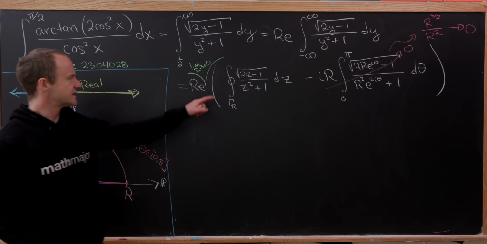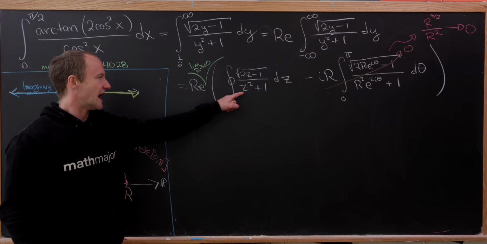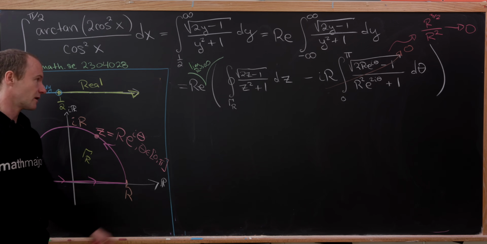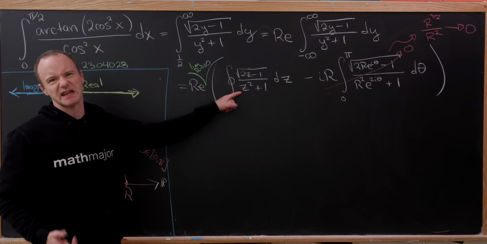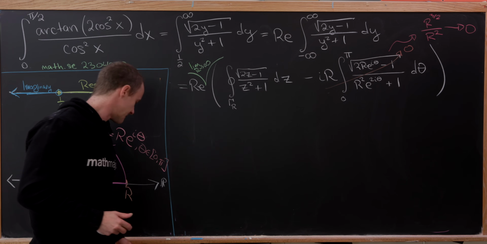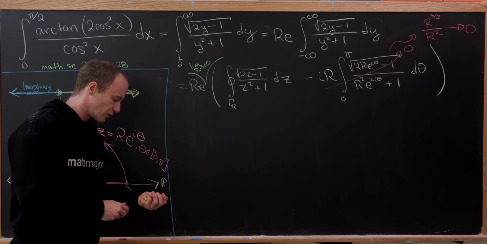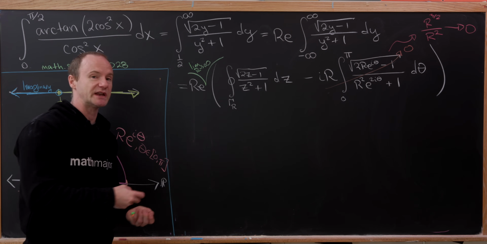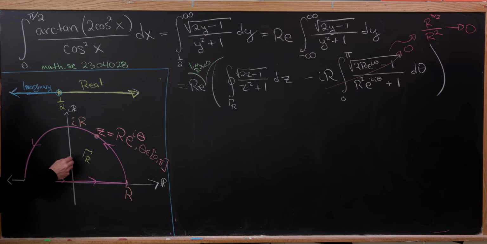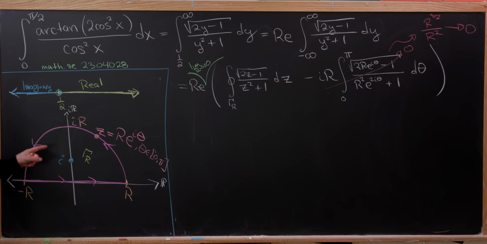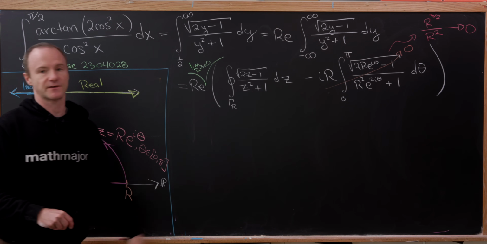Okay, but let's notice that this bit right here has a 0 in the denominator, and that 0 occurs when z equals plus or minus i. But the case when z equals positive i is the case that we need to worry about, because that's within the region bound by this curve. Okay, great. And so that's a so-called pole of this function.